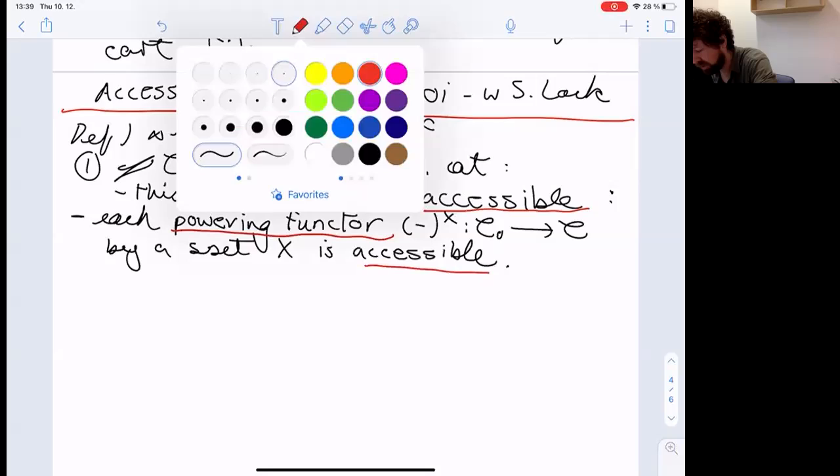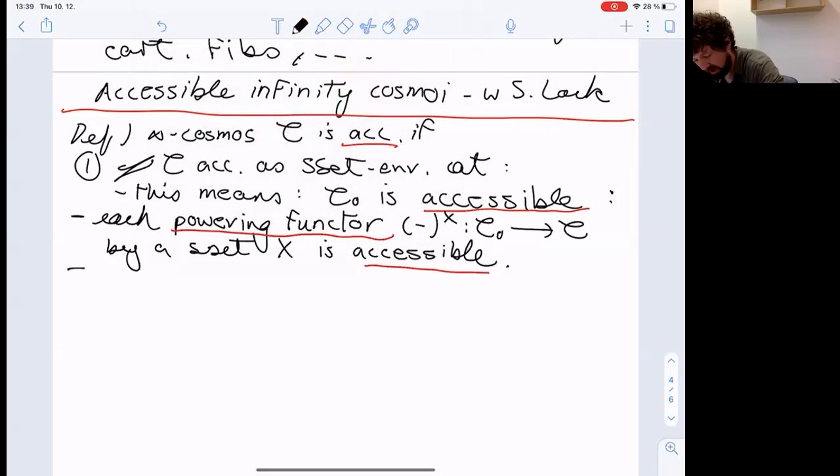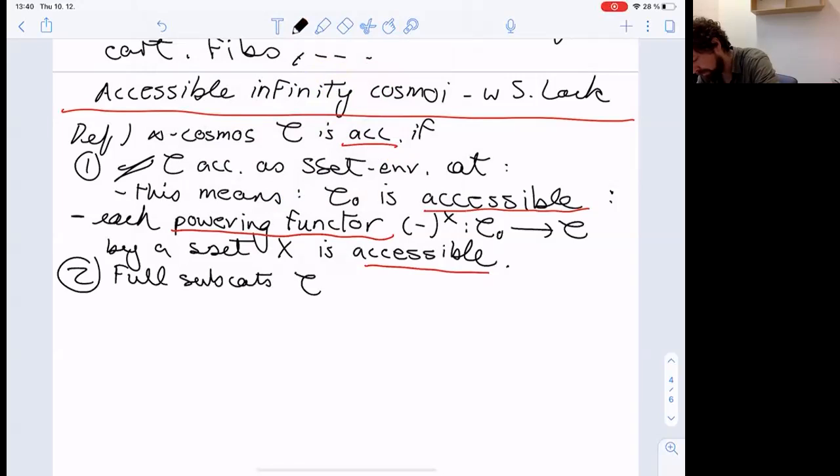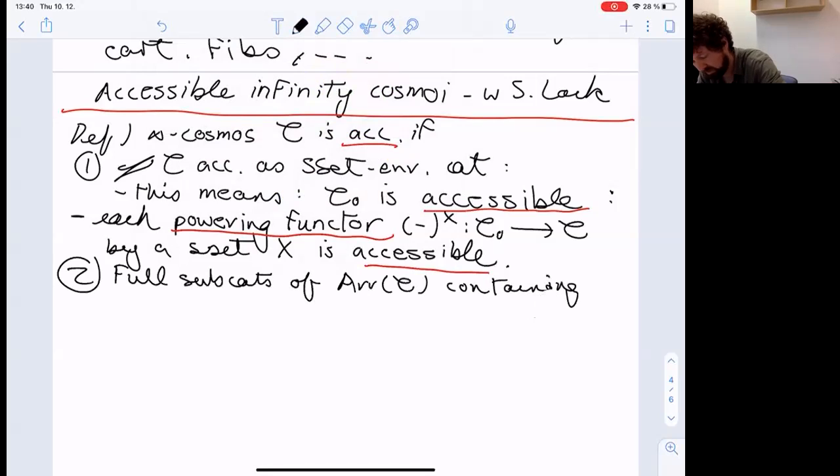Okay, now that's what it amounts to ask that C is accessible, but we also require that the full subcategories, these are ordinary categories, of the arrow category containing the isofibrations and the equivalences, remember, we defined equivalences earlier in the two-categorical way, are accessible.